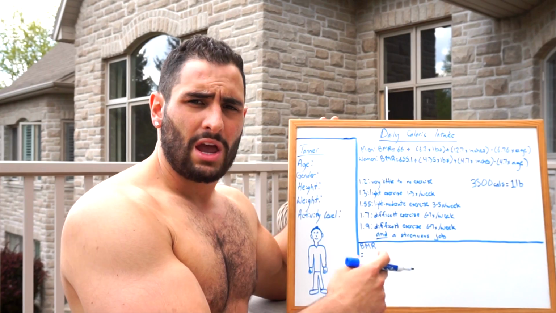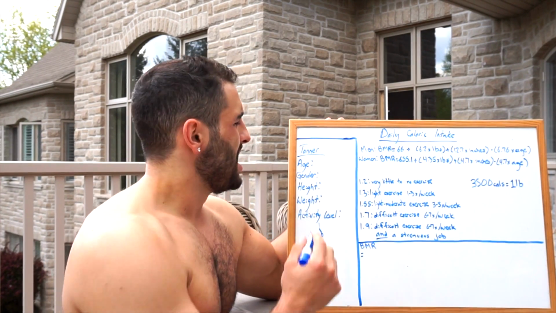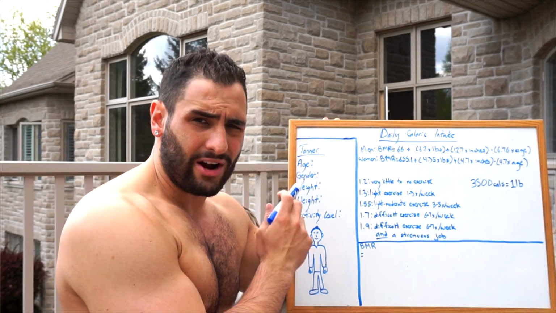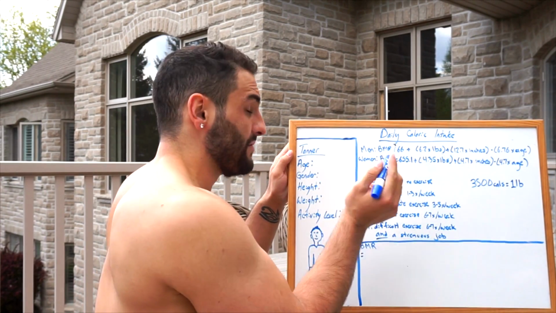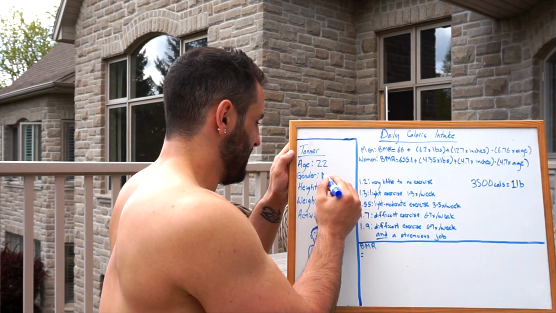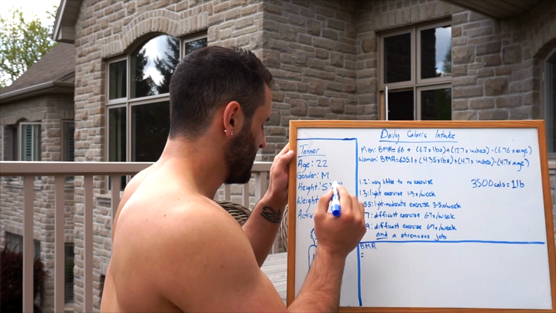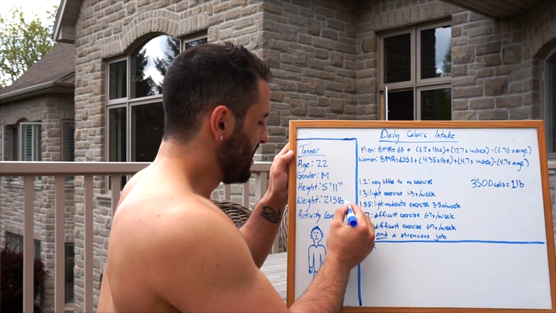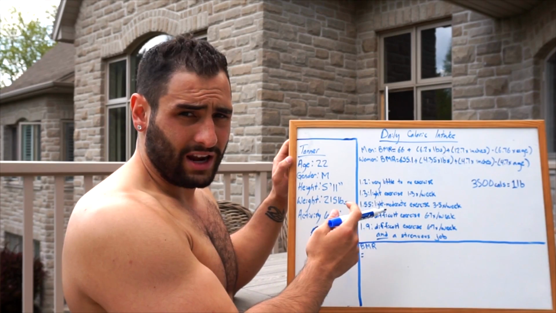So in order for us to first start, I'm going to use myself as an example here. We need a few pieces of information. We need our age, gender, height, weight, and our activity level. So I'm just going to start filling this in with some of my statistics. So I'm 22 years old. I'm clearly a man. My height is 5 feet 11 inches. My weight is 215 pounds. And my activity level, we're going to use a scale to find this right here.